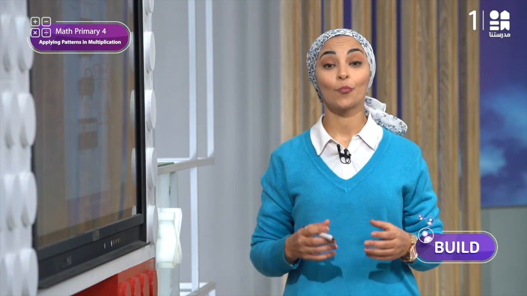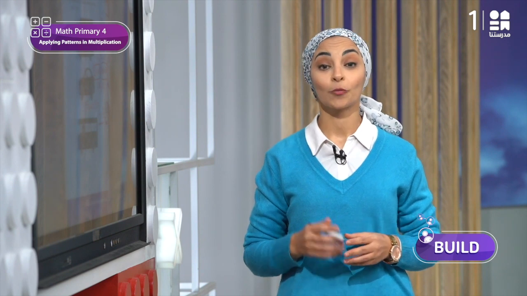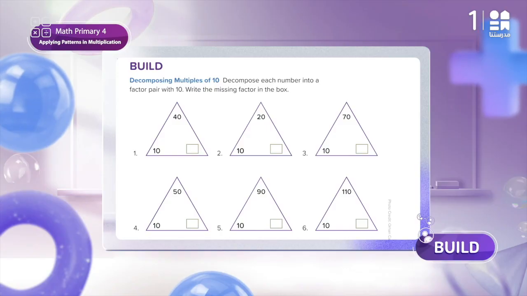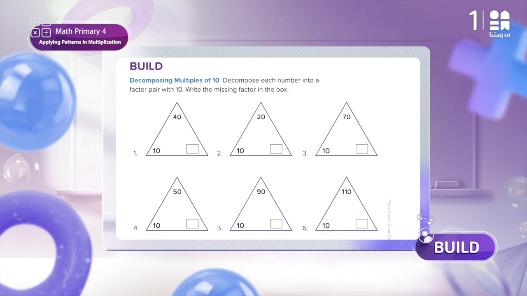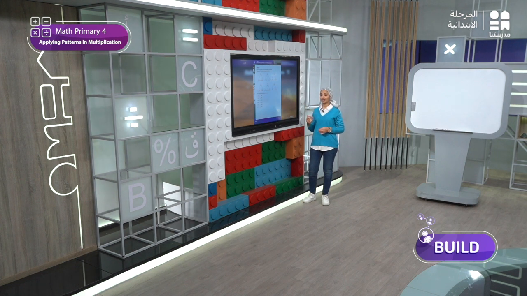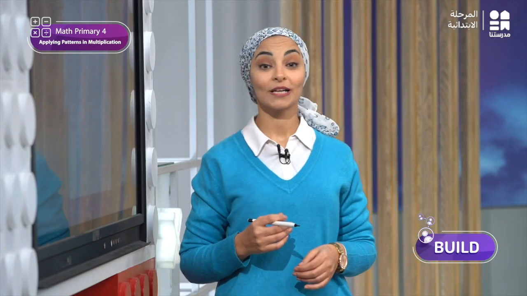Now let's move to the Build part, decomposing multiples of 10, on page 226 in your school book. Let's see, here is page 226. I am sure you still remember the factor triangles from the previous grades, and we used them in our lessons in theme 1, if you remember it.